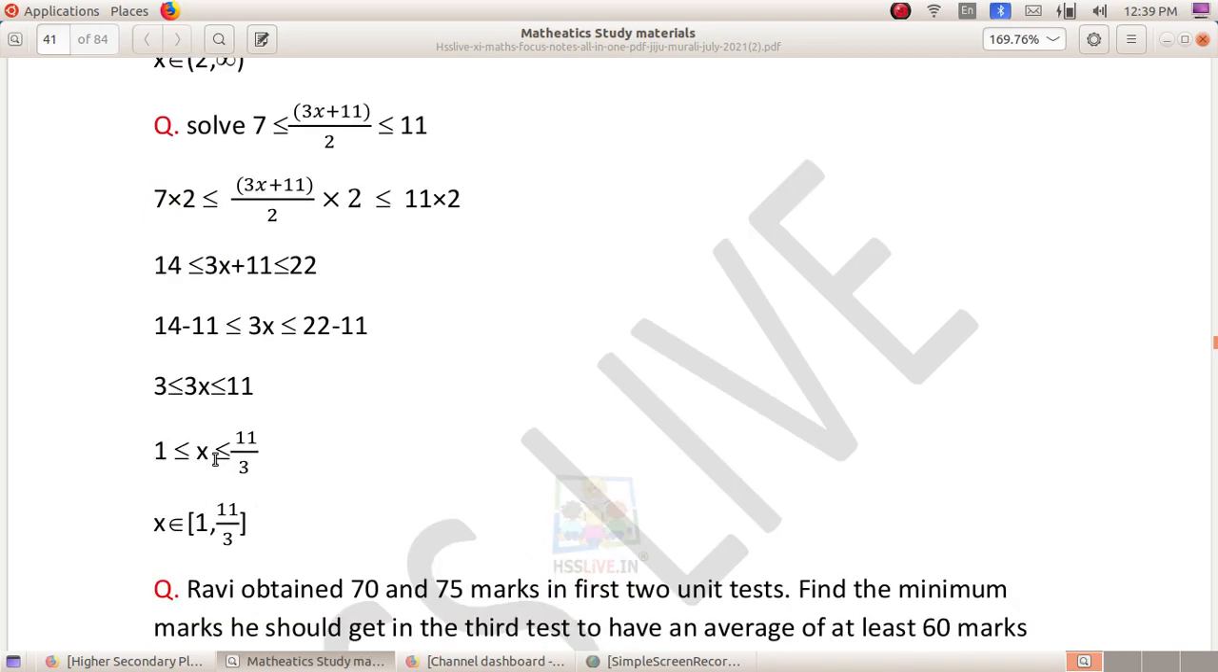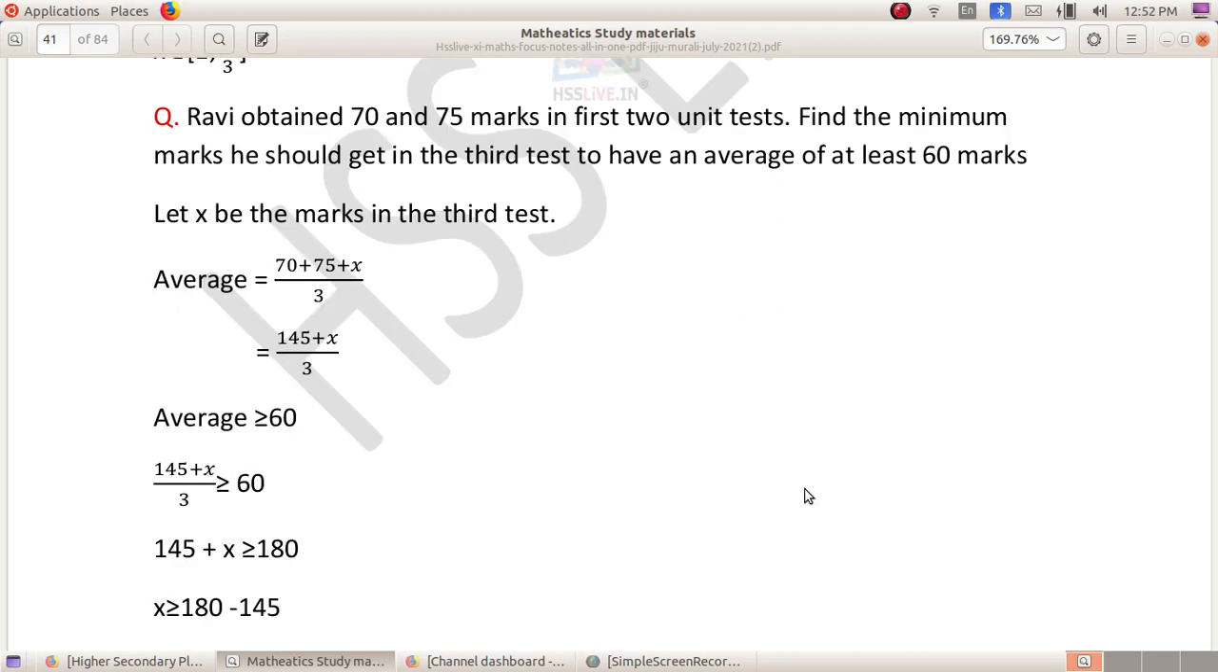So solution set is what? Closed interval 1 comma 11 by 3. When you represent this expression on the number line, first you draw a number line, then its middle part 0, here 1, 2, 3, 4, etc. So 1 is marked here. What is 11 by 3? 11 by 3 means 3 point something. So you consider the approximate position of 11 by 3, then you have to shade between 1 and 11 by 3. Okay, or you can finish the answer as this one.